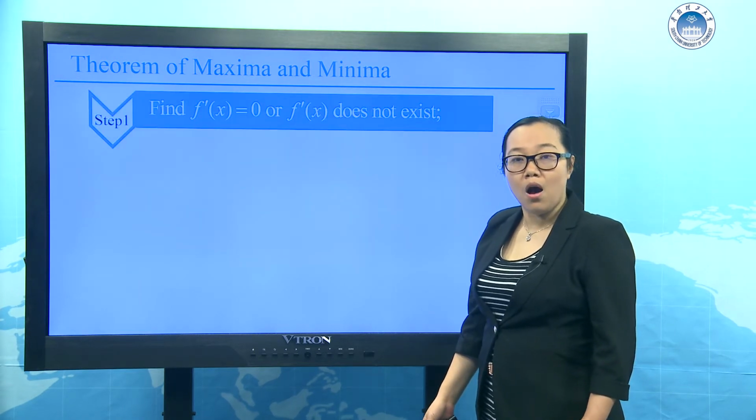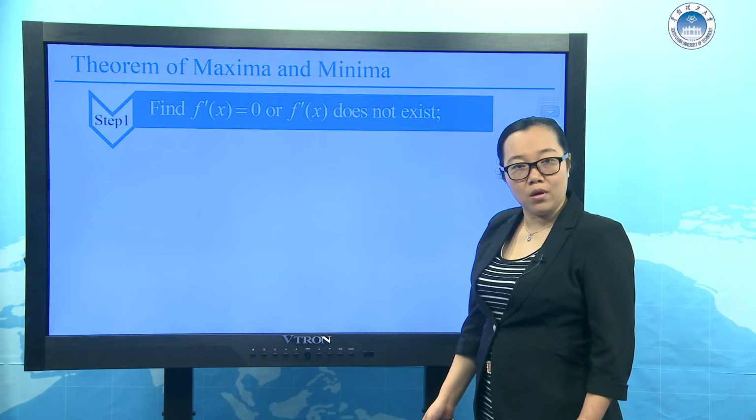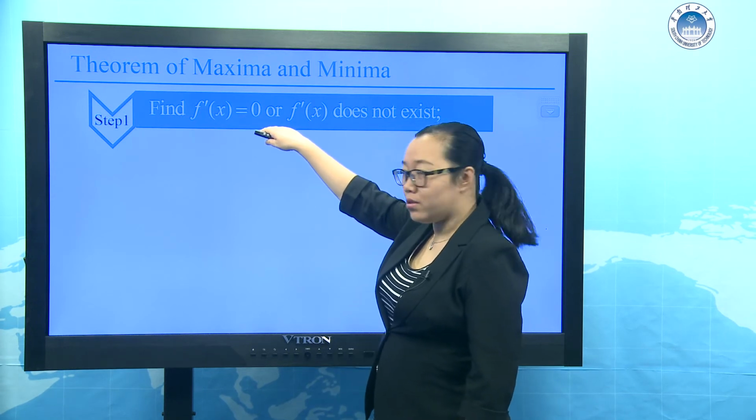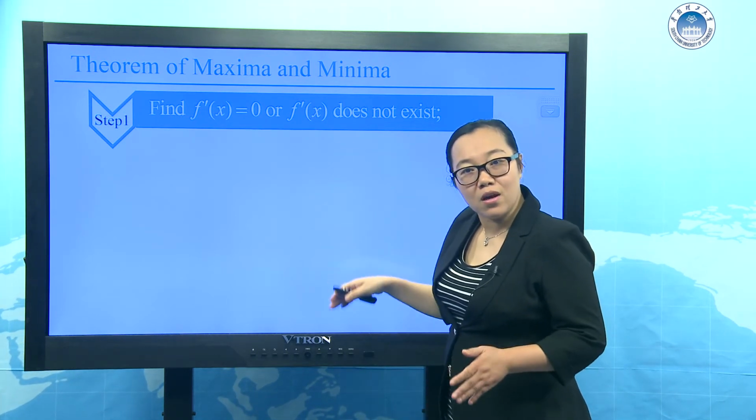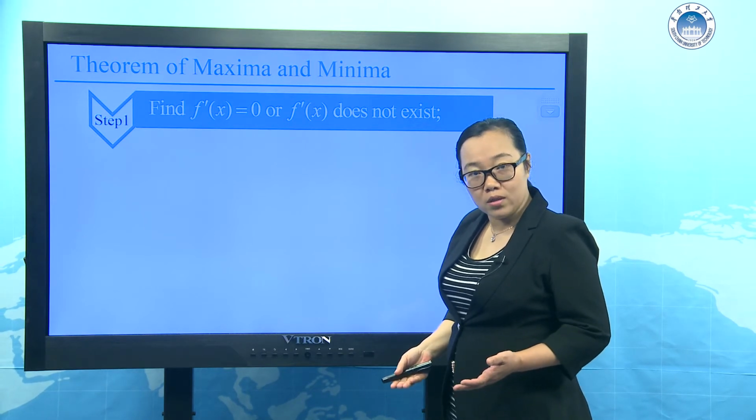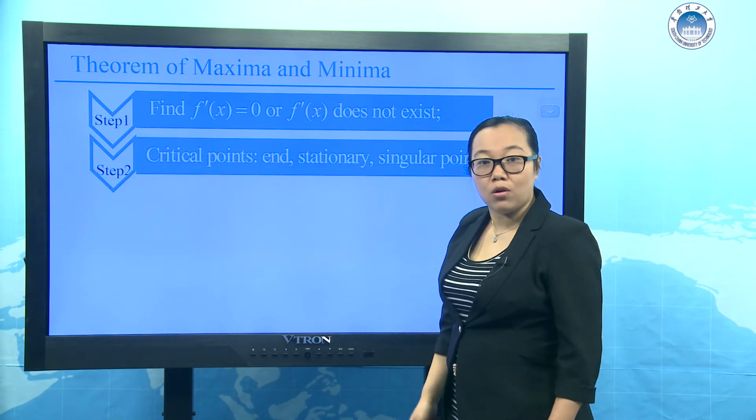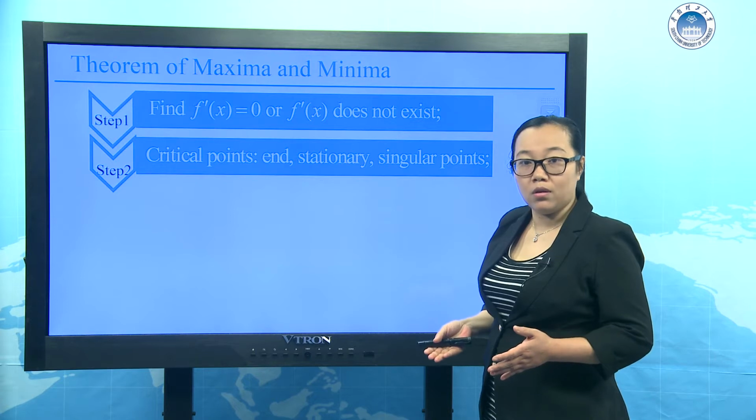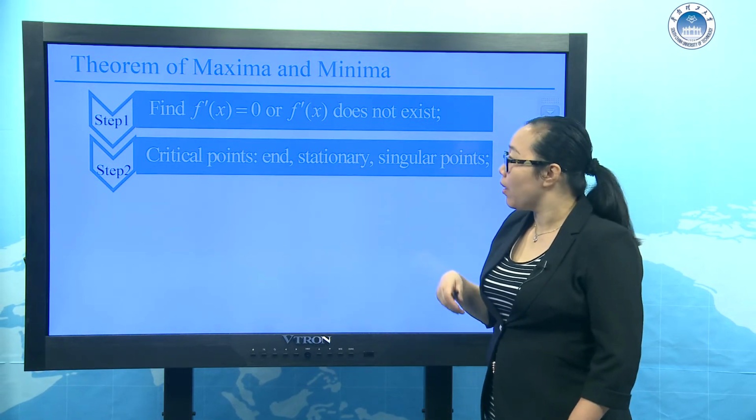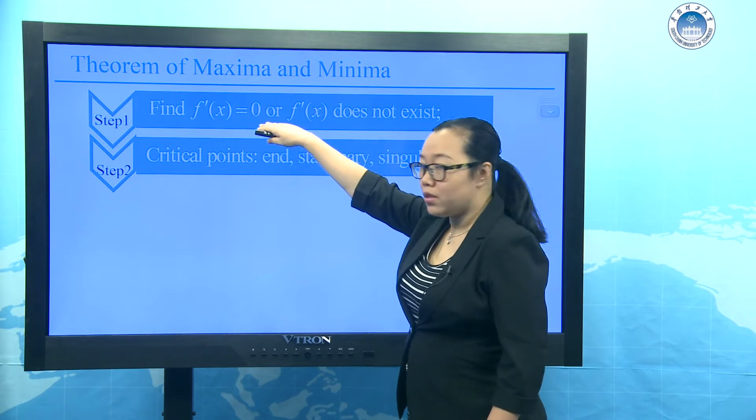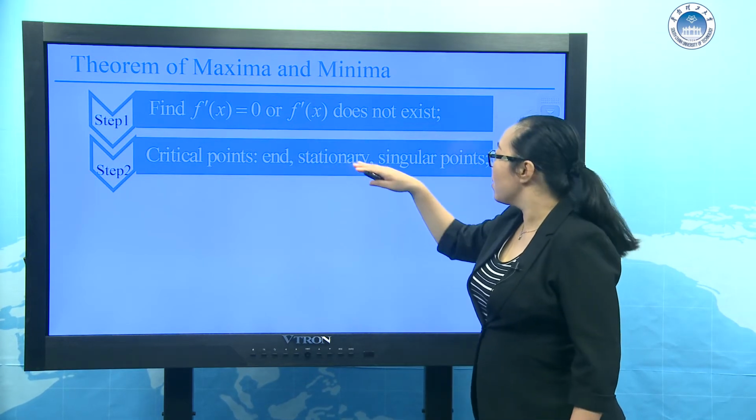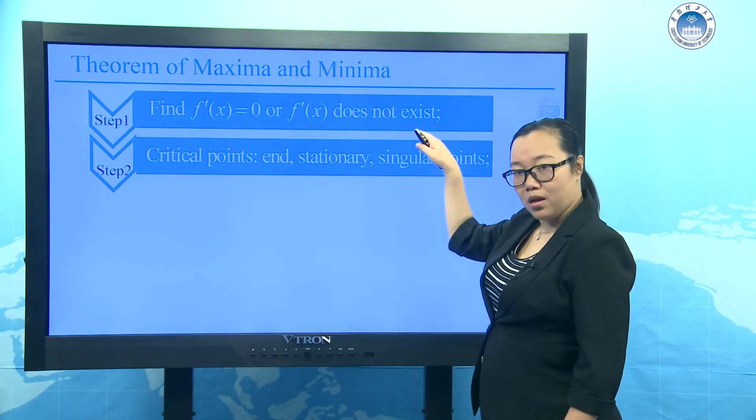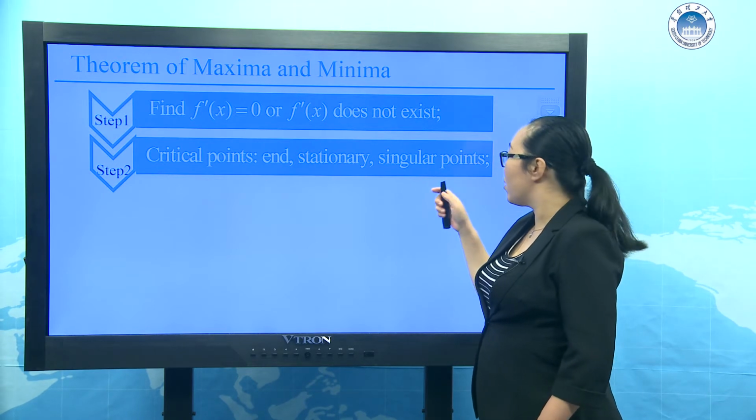So now look at how to get the maximum and the minimum. Try to remember. Step 1: find where f prime of x equals 0 or f prime of x does not exist. What is our goal? Try to get the corresponding critical points. From the given domain, we will know the endpoints. From f prime of x equals 0, we can get the corresponding stationary points. Where f prime of x does not exist, we can get the singular points.